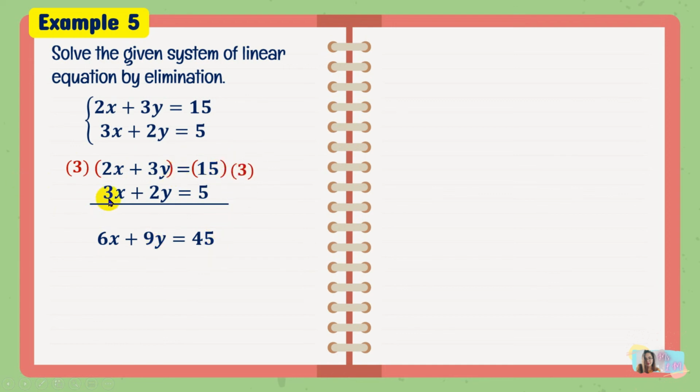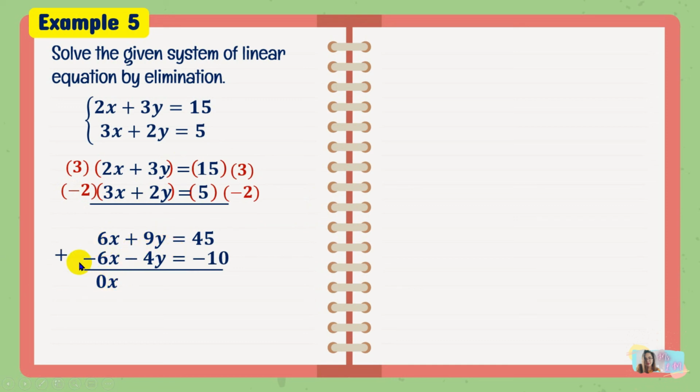Now, for our second equation, kailangan natin ng inverse ng positive 6. Ano ang additive inverse ng positive 6? That is negative 6. Paano magkakaroon ng negative 6 kung meron tayong positive 3? Magmumultiply tayo ng negative 2 on both sides of the equation. So, negative 2 times 3 is negative 6, negative 2 times 2y is negative 4y, and negative 2 times 5, that's negative 10.